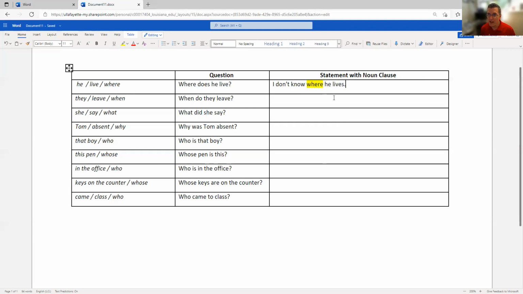So many students will say, I don't know, where does he live, right? A lot of students will say that. That is incorrect grammar. It would be, I don't know where he lives, okay? When do they leave? I don't know. Now here we're talking about a time, so my pronoun will be when. And again, after the pronoun, I need a subject and a verb. The subject is they, and the verb would be leave. I don't know when they leave.